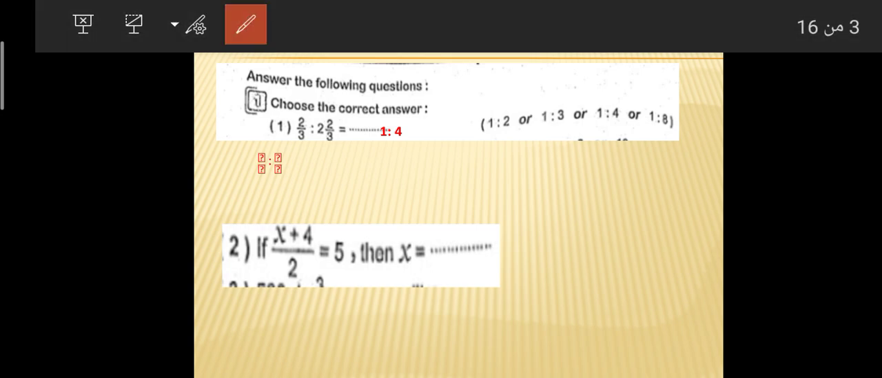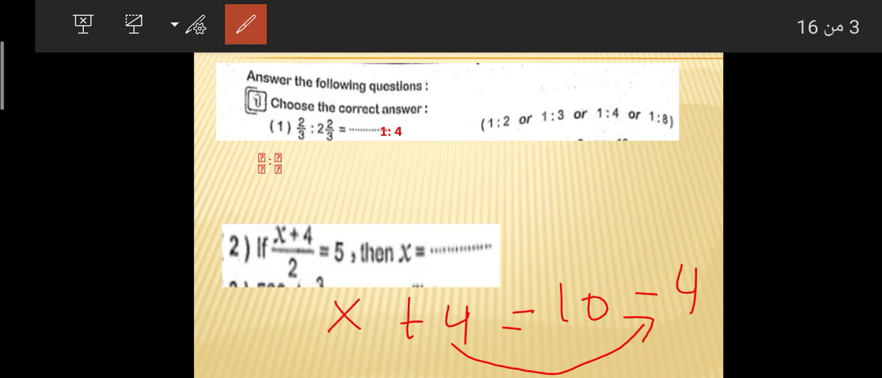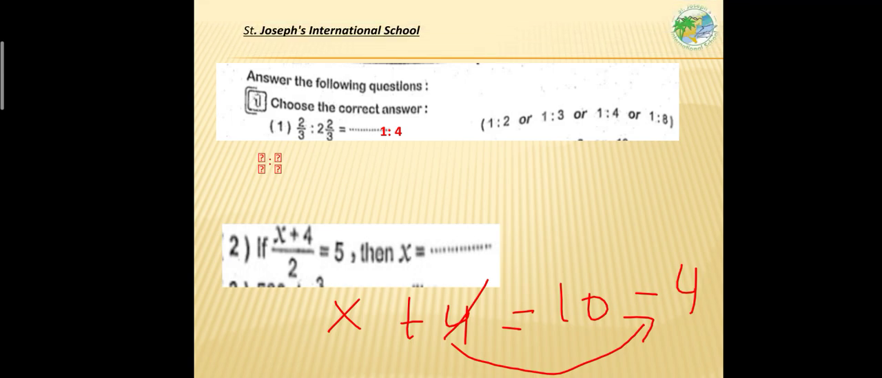The next question, x plus 4 over 2 equal 5. Then x equal what? We can answer this question by cross multiplication. Then x plus 4 equal 2 times 5 equal 10. Which number plus 4 equal 10? Of course equal 6. But this equation we can also answer by moving 4 to the opposite side into negative 4 or minus 4. Then of course x equal 6. Fine.